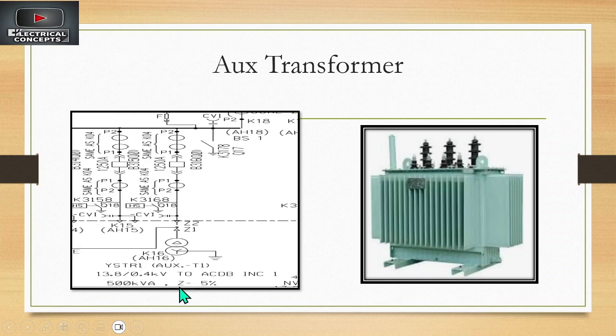You can see here this is the 13.8 kV by 0.4 kV, and it is going to the ACDB incomer, and this is some detail about its rating and percentage impedance, which we had discussed earlier, and this is the circuit breaker which is energizing, and this is the delta and star. The primary is a 3-wire system and the secondary is a 4-wire system which has a neutral, and this is the cable from the MV switchgear to the bushing of the transformer.